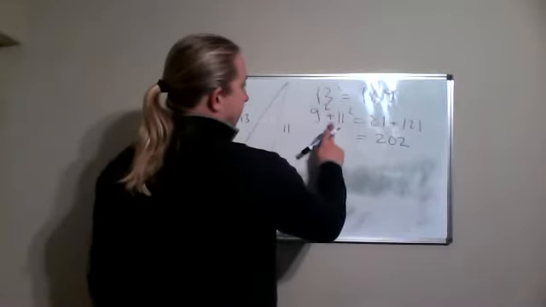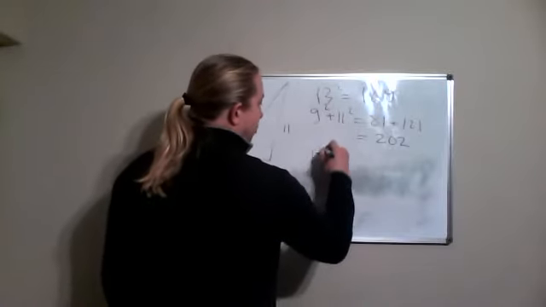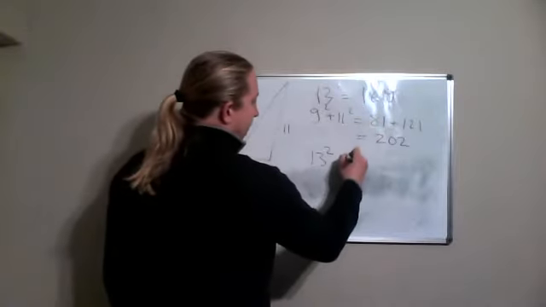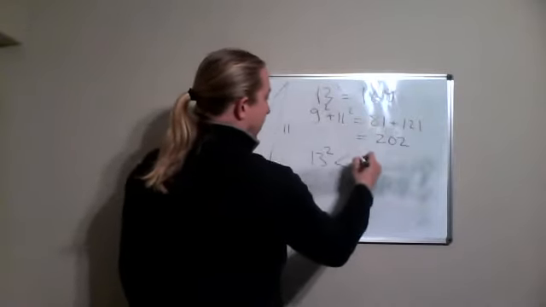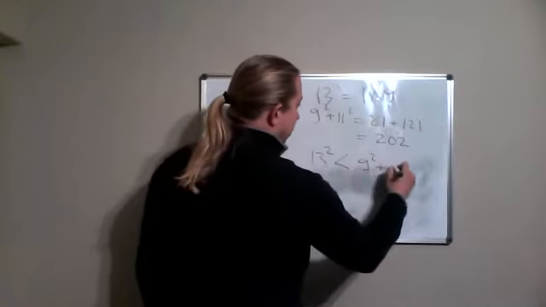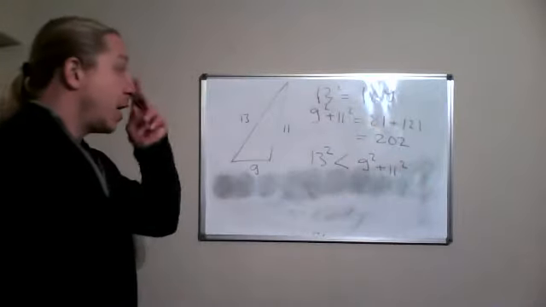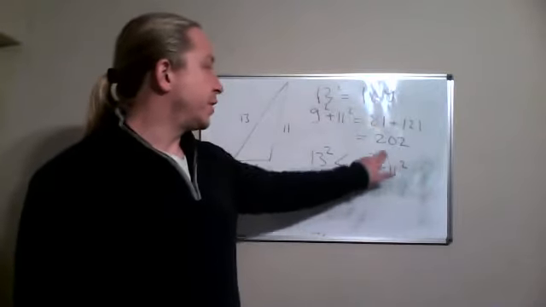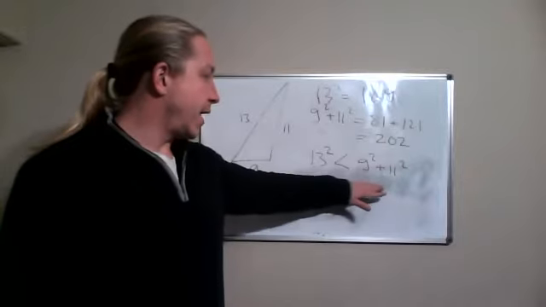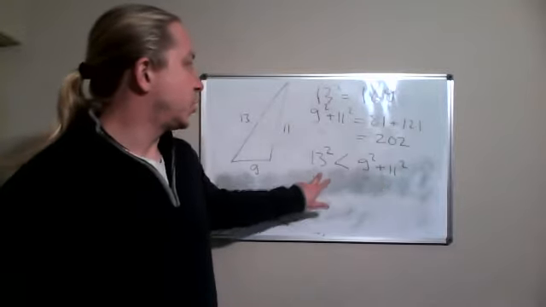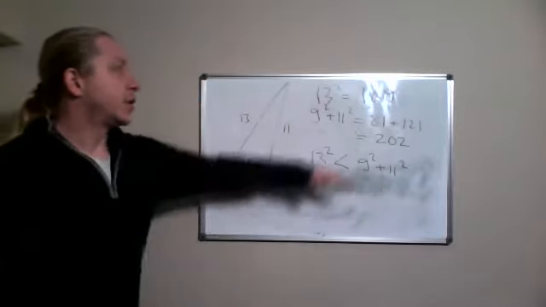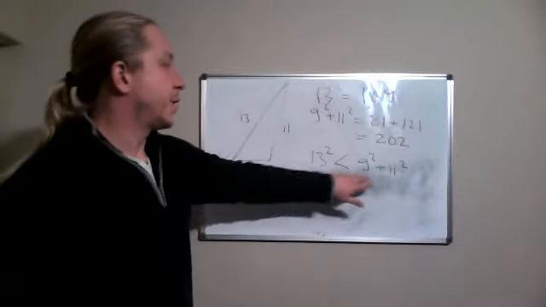Okay. So what do we find? We find that 13 squared is less than 9 squared plus 11 squared. Do you see that? Because 9 squared plus 11 squared is 202, and that is bigger than 13 squared, which is 169. So here I've just worked them out, and now I'm comparing.